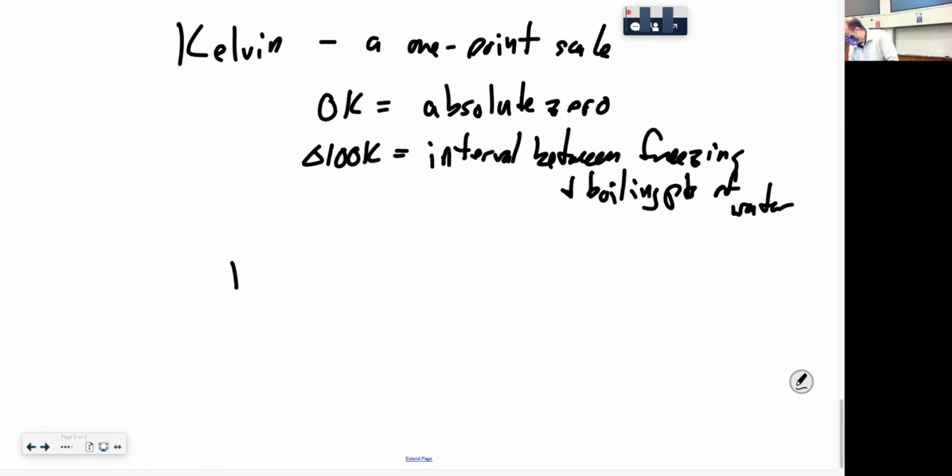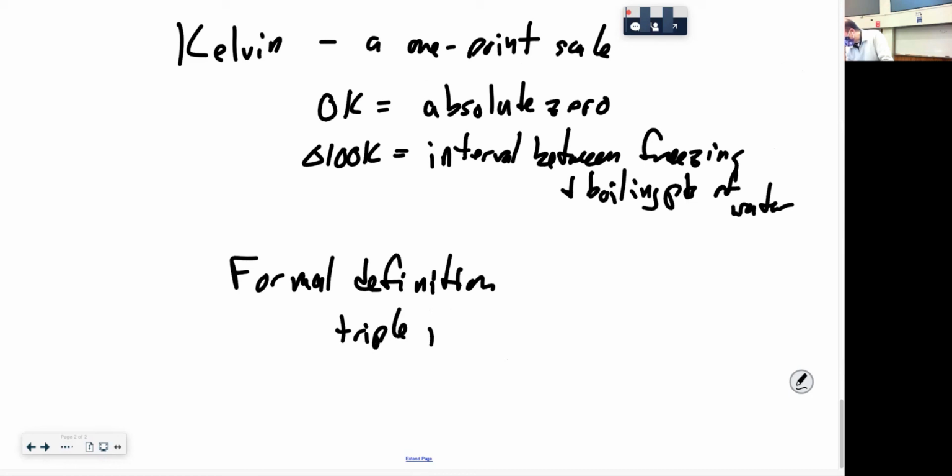The formal definition of this, actually, this is the rough definition. This is how it was come up with. The formal definition is that 0 is 0, and the triple point of water is 273.16 Kelvin. We'll talk about what triple point is next week.